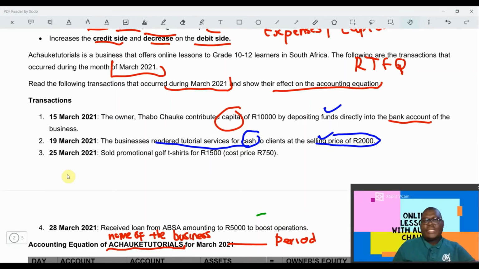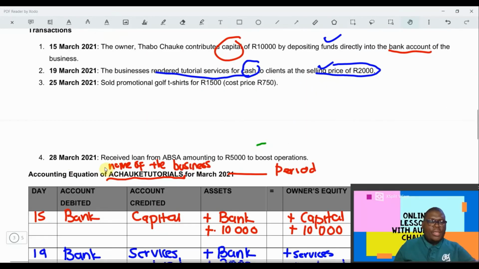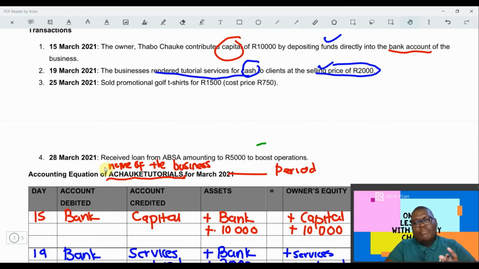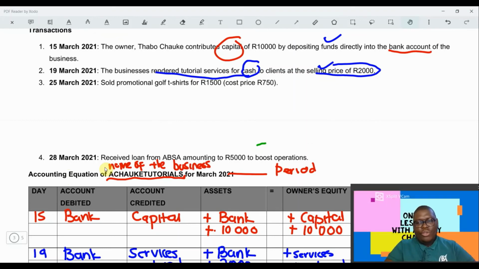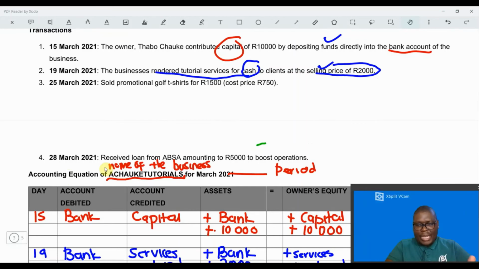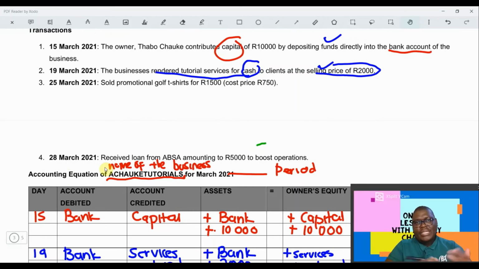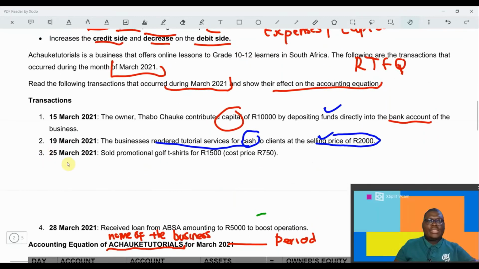Okay, I thought I missed the second question, but it's fine. They're saying on the 28th of March we received a loan from Absa Bank amounting to 5,000 to boost our operations. Obviously, as a business, there might be some time where you need to make some borrowings so that it can assist with the running of the business. And this is the case where we are in. We have borrowed some funds, and it's very important that we boost our operations. So we're going to record that transaction.